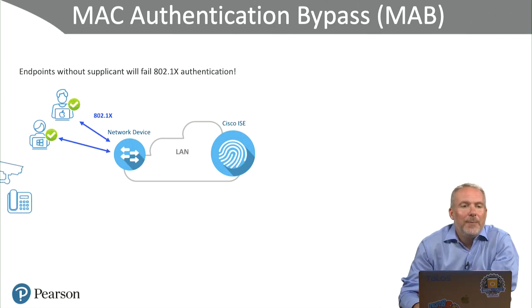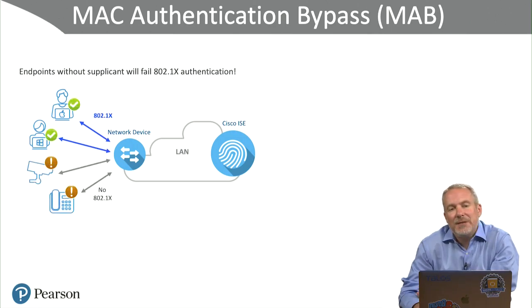Now, if we look at what happens if an endpoint doesn't have a supplicant, there are a lot of devices that don't, such as IoT devices, cameras, phones, printers. A lot of devices now will support 802.1x based authentication. If they do, I recommend that you use that, but there are still many devices that do not. Like I said, IoT devices and primarily healthcare devices don't typically support 802.1x based authentication.